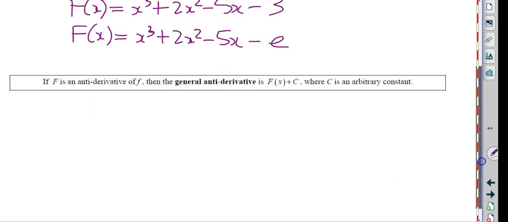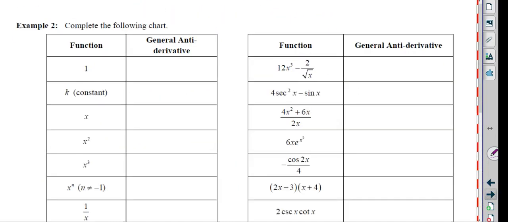Okay, so here we are. All right, complete the following chart. So we'll do a few together, and then I'll give you some time. You can work on some other ones. So the function is 1. The general antiderivative is x plus c. So every one of these is going to have a plus c. I don't know how many half marks I will deduct for not having plus c's, but you will lose some marks if you don't. So remember, when you're doing a general antiderivative, you must write plus c.